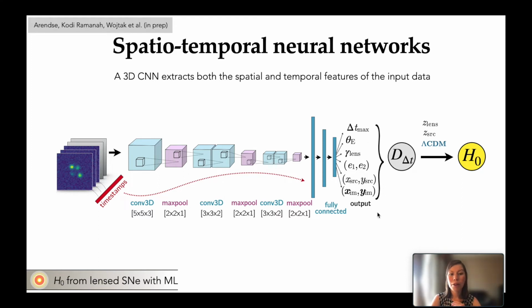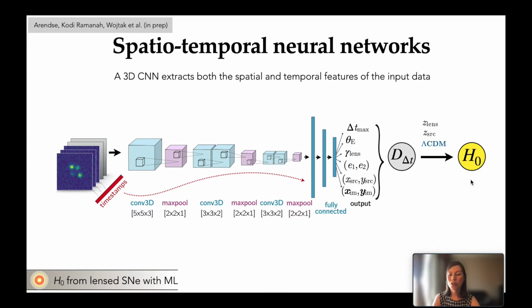And the outputs we have here are the lens parameters, the positions of the images and the source, and also the time delay between the images. Now these are then combined together analytically to get an estimate of the time delay distance, and finally the Hubble constant. So for this last step, to get the Hubble constant, we need to assume a cosmological model for which we use lambda CDM, and we also input the redshifts of the lens and the source galaxies. So we assume that after the supernova has faded away, we can conduct follow-up observations of the lens and the host galaxy to get spectroscopic redshifts.